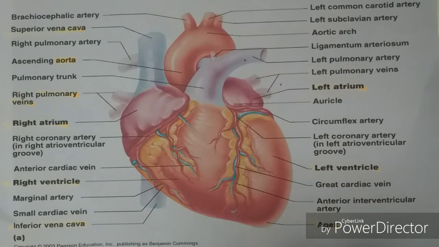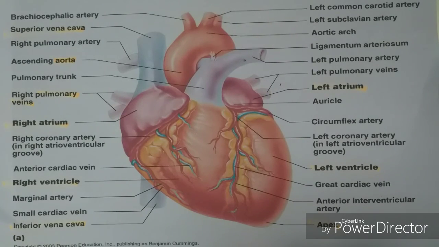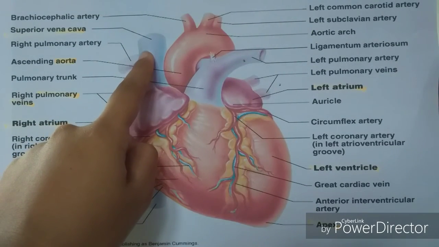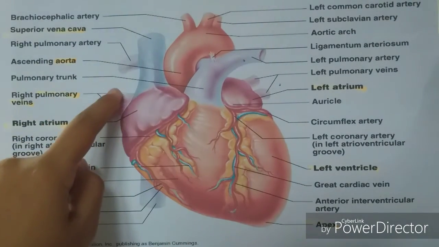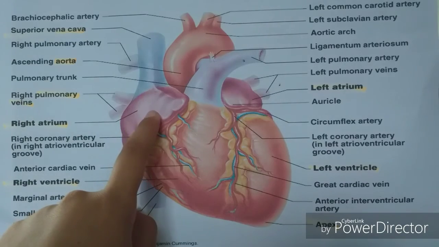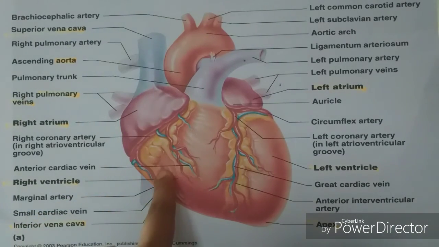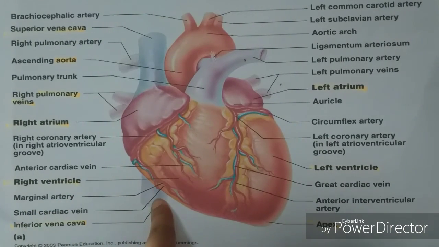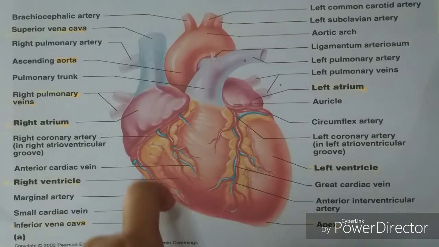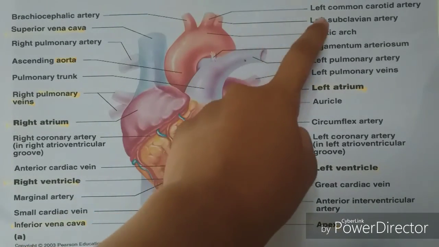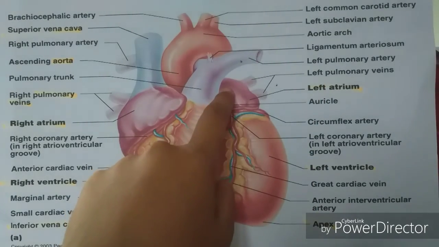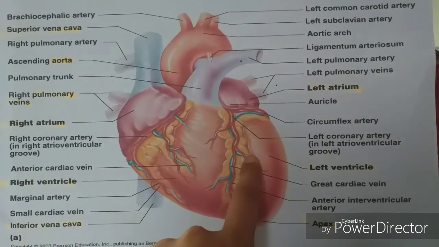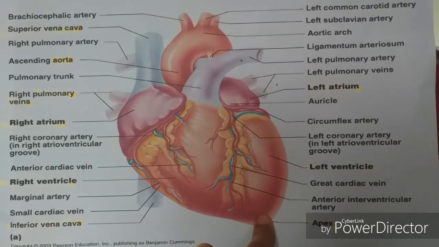So, this is the external heart anatomy. The superior vena cava, the ascending aorta, the right pulmonary veins, the right atrium, right ventricle, and the inferior vena cava. So this is the aortic arch, the left atrium, the left ventricle, and the apex, which is the point.